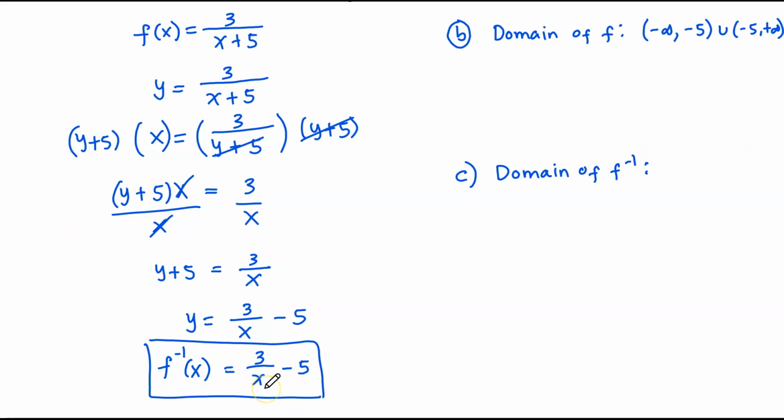So this is the inverse function. What's the domain? When will this be undefined? That is when x is equal to 0. So that is from negative infinity to 0, union 0 to positive infinity.